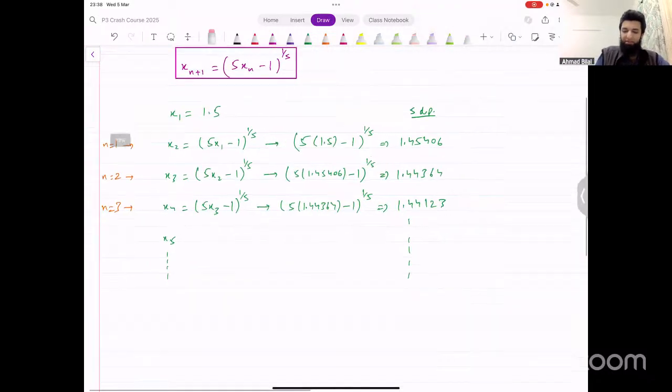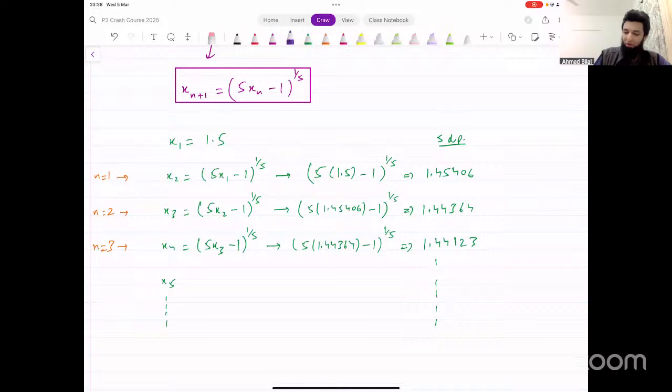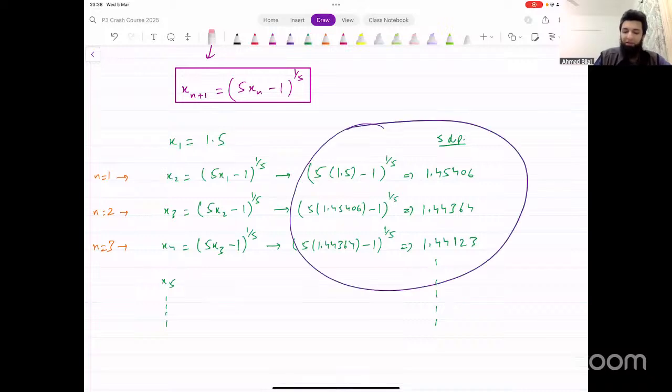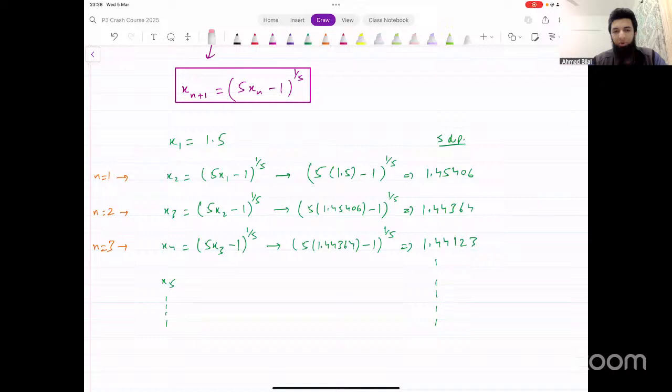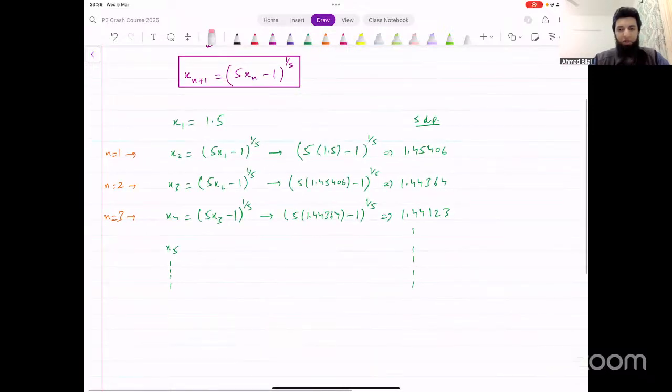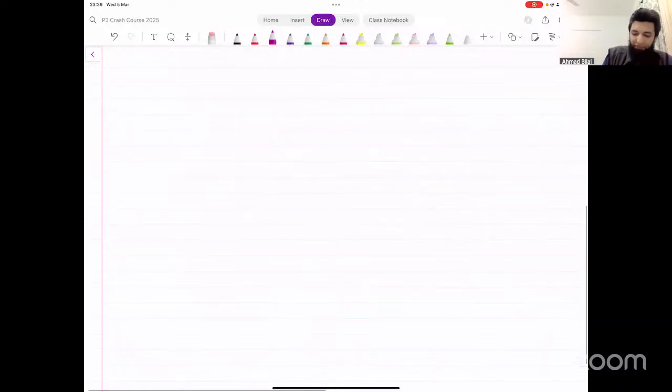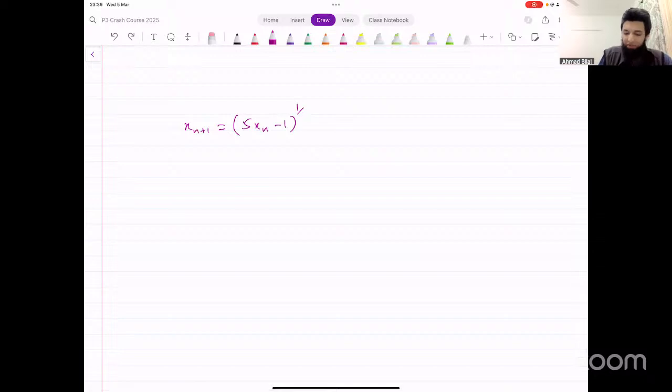Now, in this case, I evaluated all of these numbers manually like this, that I find one value, then I input that value in the calculator again, I found another value, and then I input that value in the calculator again to find the next value. There's a trick that we can use to do all of this calculation much quicker, and that is what you would be doing in the exam. Let's learn that process. If you have an iterative formula that looks like this, xn plus 1 equals 5xn minus 1 whole raised to power 1 over 5. That's the iterative formula that we're given there, right?